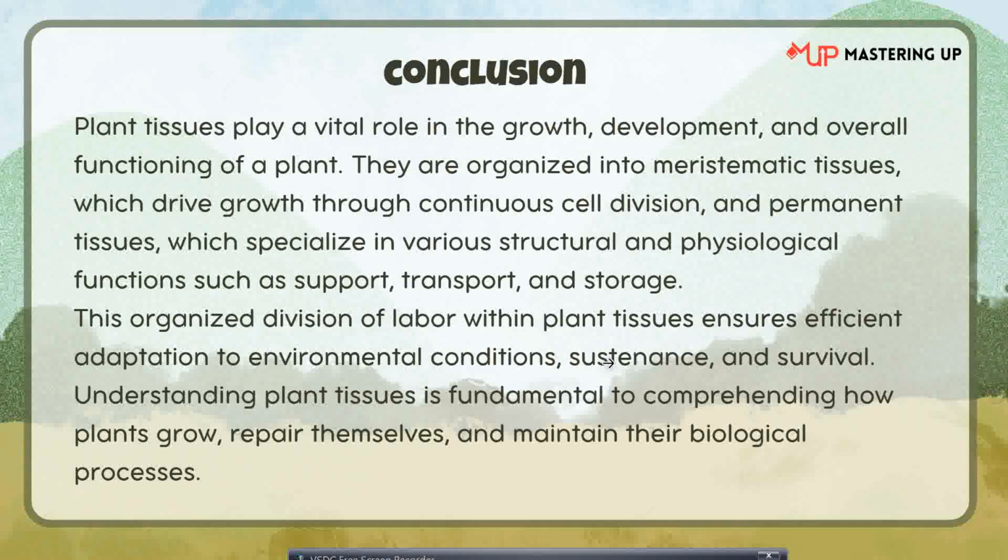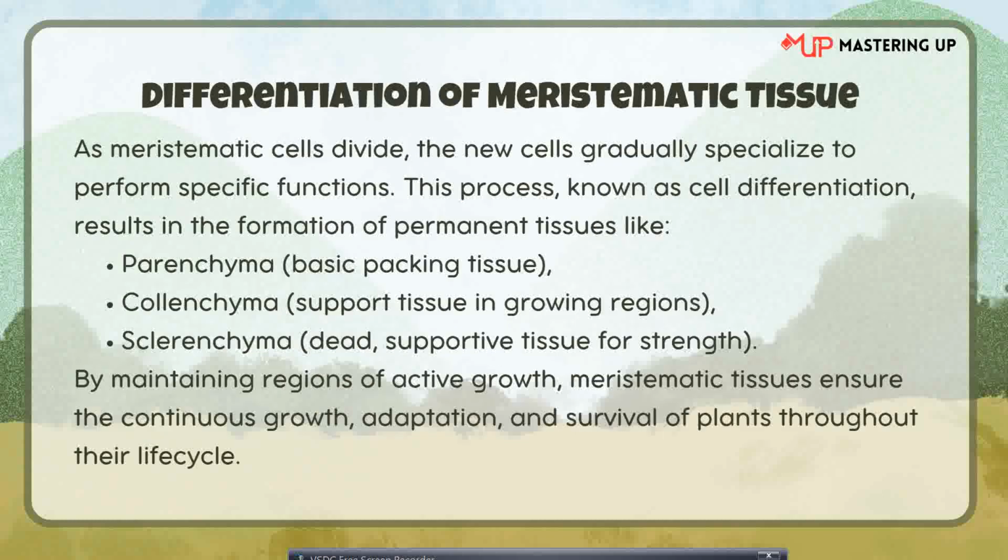This organized division of labor within the plant tissue ensures efficient adaptation to the environmental conditions. So this division of labor helps in the adaptation to different environmental conditions, and it helps the plants survive. The understanding of plant tissues is really important to know about the biological processes happening inside the plant. Okay, so let's just recap with that diagram.